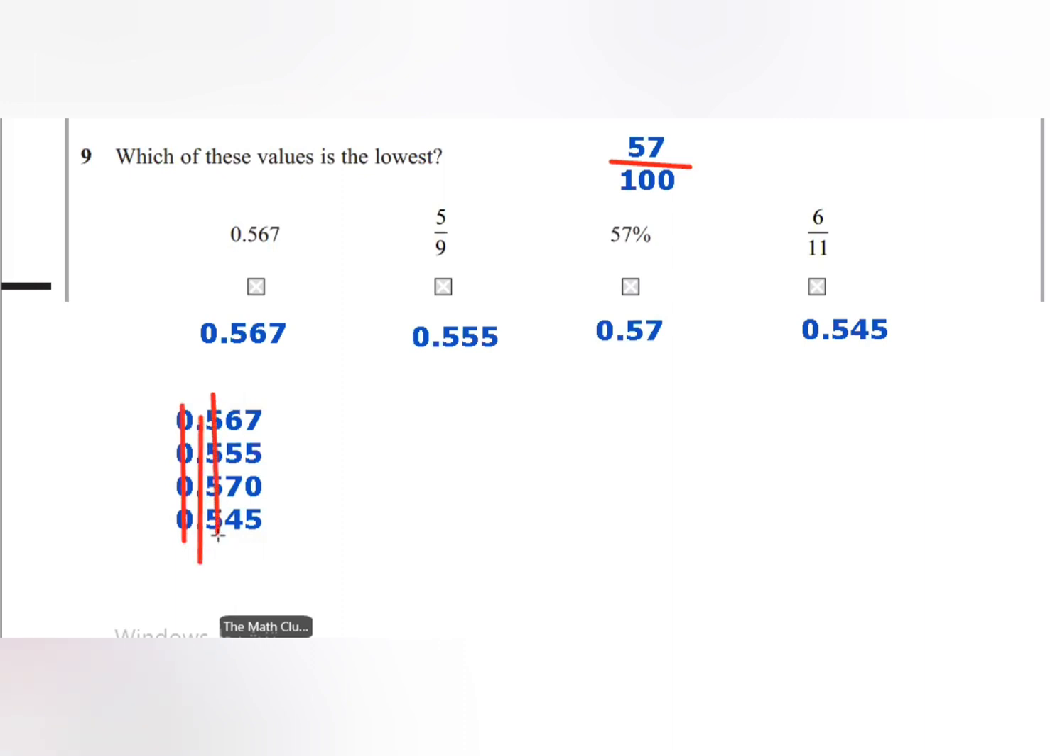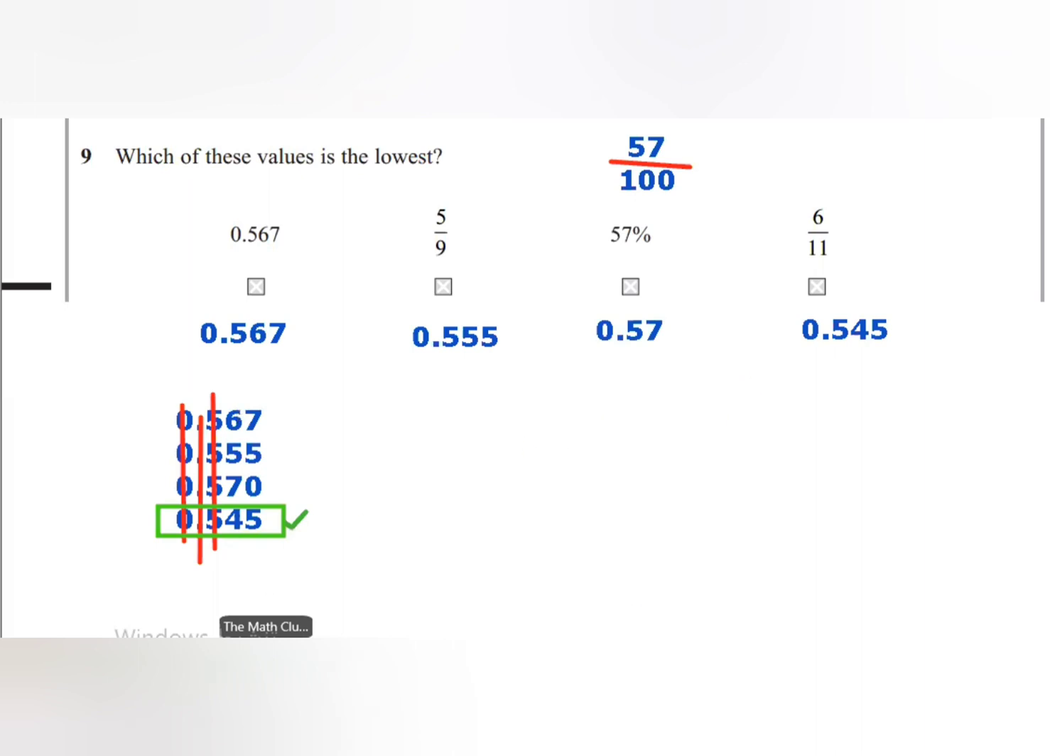All the decimal points are the same, I'm going to remove them. All the 5s are the same, I'm going to remove them. Now, I end up with these numbers. This is 6, this is 5, this is 7, and this is 4. Which one is the smallest one here? Very good, it's the 4. So I'm going to pick this and say that this is the smallest number between all of them.